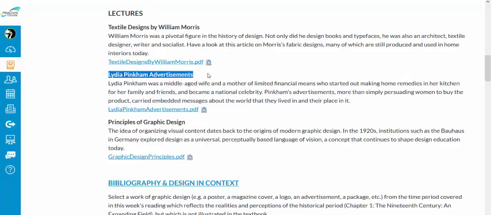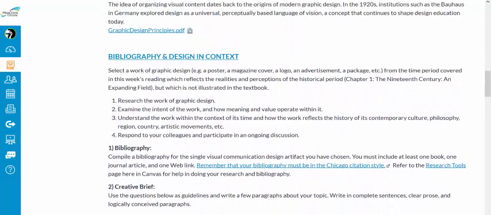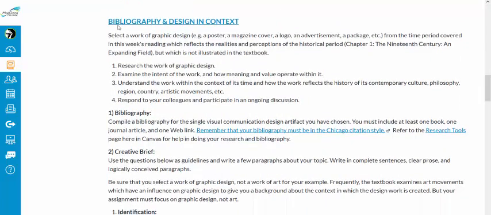Have a look at the Lydia Pinkham advertisements. Lydia was a wife and a mother who started out making home remedies in her kitchen and became a national celebrity. And Pinkham's advertisements were more than just simply persuading women to buy the product. They really carried embedded messages about the world that they lived in. Also, have a look at this lecture on the principles of graphic design. Again, these are the basis of our principles of design today.